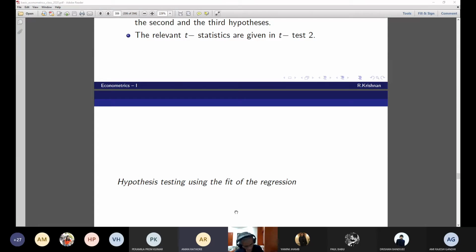Yeah, Aman, this is a classic contest between whether you should go by t-test or f-test. This is a question that has not been resolved at all by the econometricians. Do you get my point? Yes, sir. Okay. Let me ask you a question. Do you believe in a joint test or individual t-test?